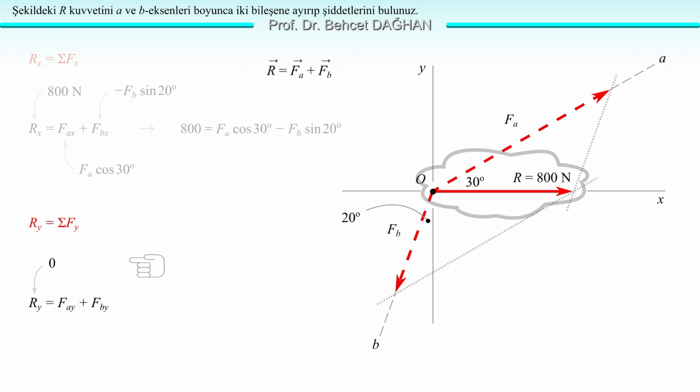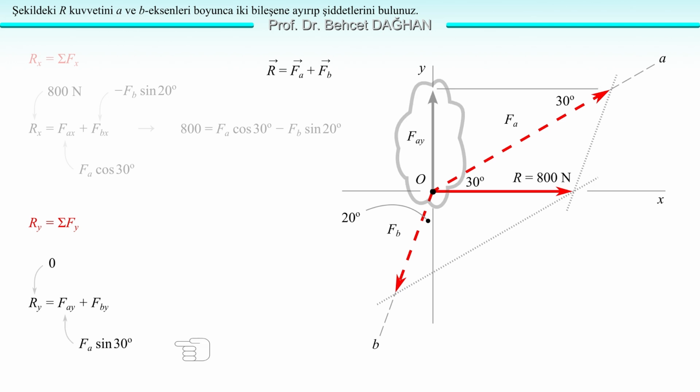Let's move on to Fa. The y component of the Fa, its projection onto y, Fay, is in the positive direction and is found by multiplying by sine 30. We see from the figure, the vertical side opposite 30 degrees is Fay. Therefore, Fay equals Fa times sine 30, positive.